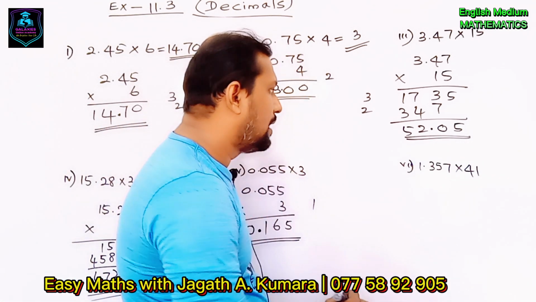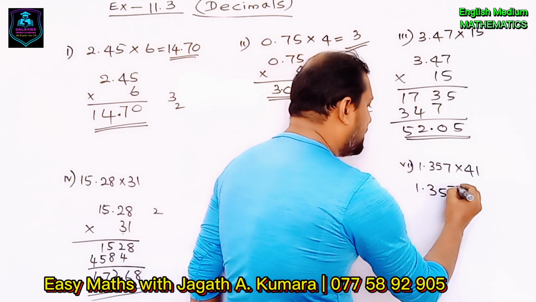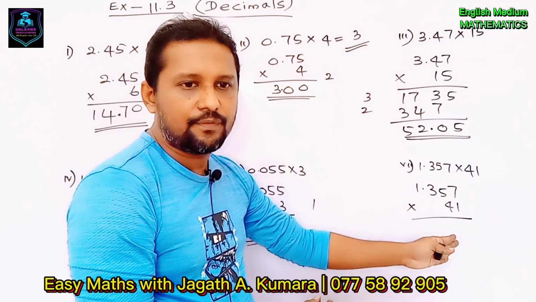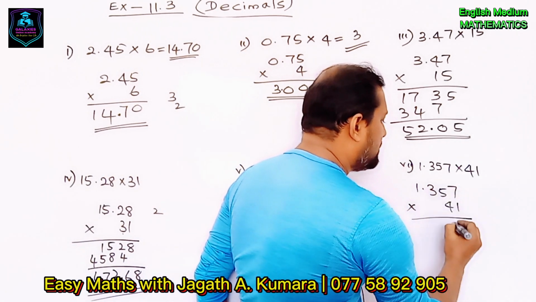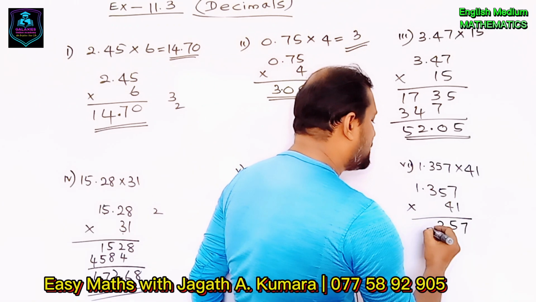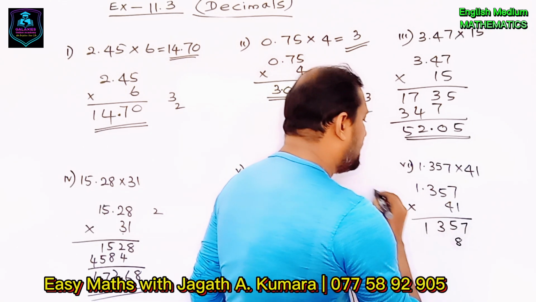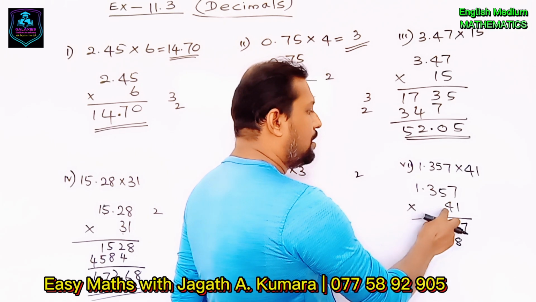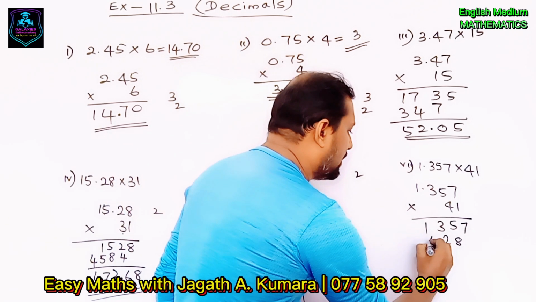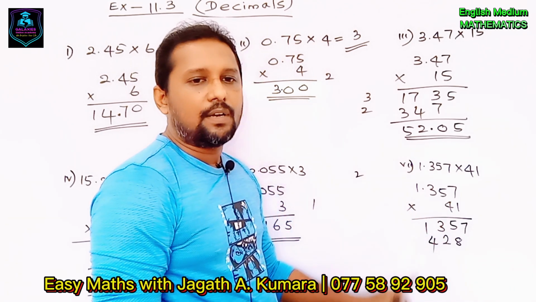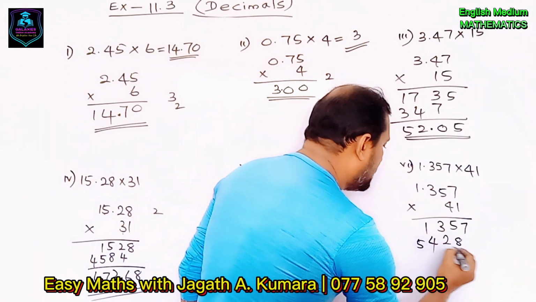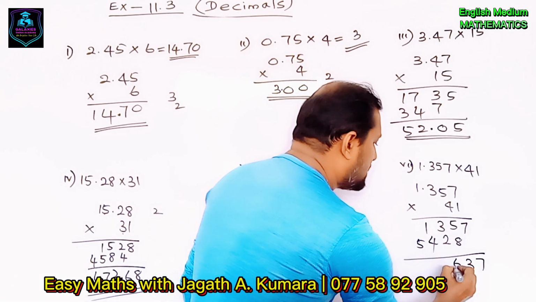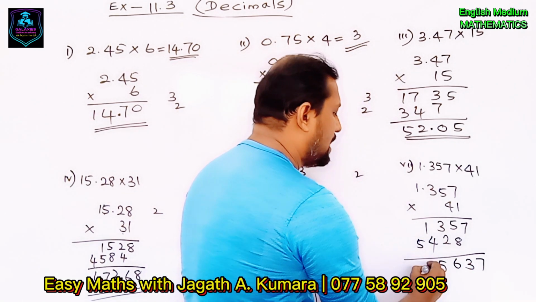Next one, look at the last one. 1.357 multiplied by 41. Ignore the decimal point and multiply these two first. 1 times 7, 7. 1 times 5, 5. 1 times 3, 3. 1 times 1, 1. 4 times 7, 28, remaining 2. 4 times 5, 20, plus 2, 22, remaining 2. 4 times 2, 12, 12 plus 2, 14, remaining 1. 4 times 1, 4, 4 plus 1, 5. Then you add these two, 7, 13, remaining 1, 5 plus 1, 6, and here 5, and here also 5.